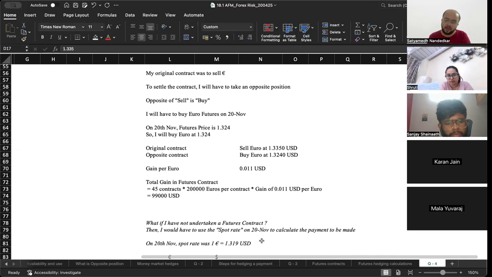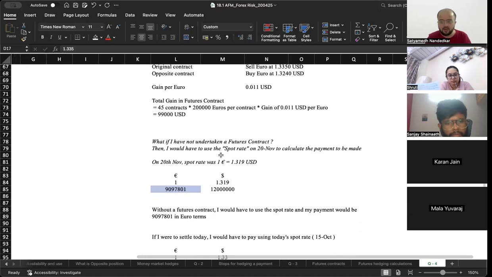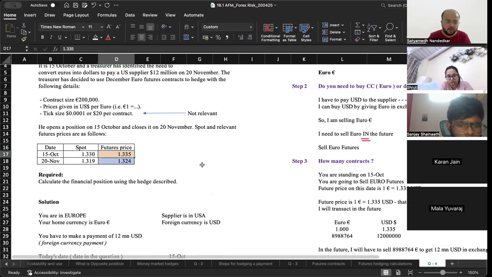Now, had I not undertaken a futures contract, then I would have to use the spot rate on 20th of November. On 20th of November, what is the spot rate? 1.319. You see, in a futures contract, there are always two streams running. One is you have to buy or sell at the spot rate, and then you have to settle the futures contract. Uska gain or loss you have to adjust here.